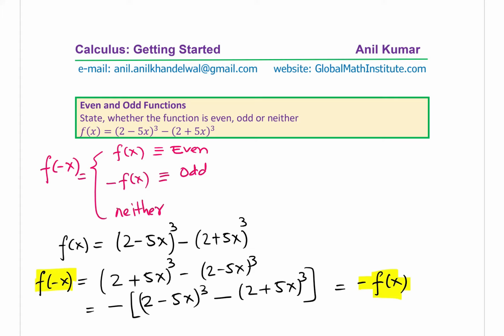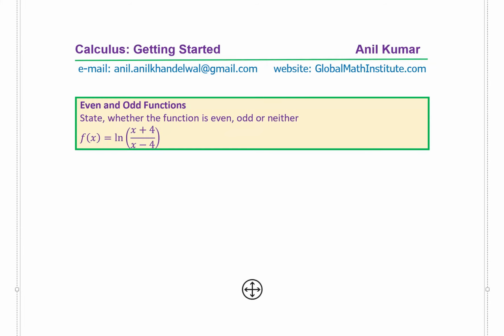Now since f of minus x is equal to minus of f of x, the function is odd, right? So we have proved that f of minus x is equal to minus of f of x, and therefore the function is an odd function. Is that clear to you? So that is how we are going to do even and odd functions. So let's take two more examples on this.